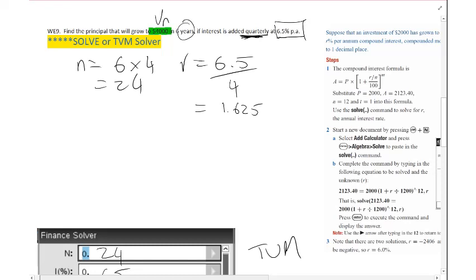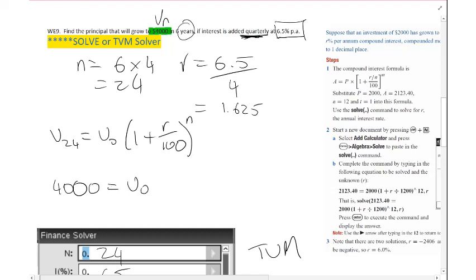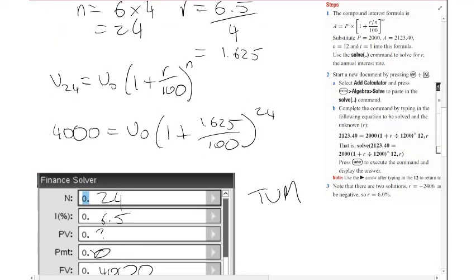We can also do this as a solve because remember our equation effectively now is V24 equals V0 times (1 plus R over 100) to the power N. So that means it's 4,000 equals V0, that's what I'm after, times (1 plus 1.625 over 100) to the power 24. Now, if I want to get it in terms of V0, I've got to transpose it. I've got to move things across. Easy way to do it.